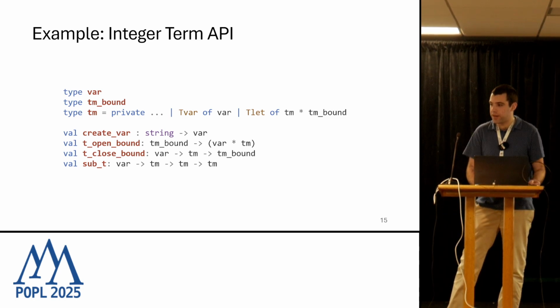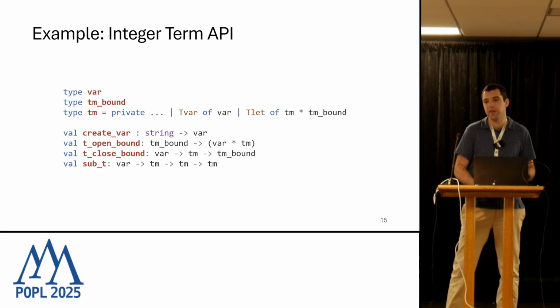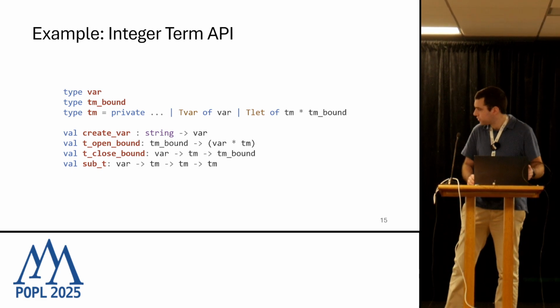And our variables and our bindings are abstract. So the way that this API works is the only way you can create these variables and bindings is with these functions here.